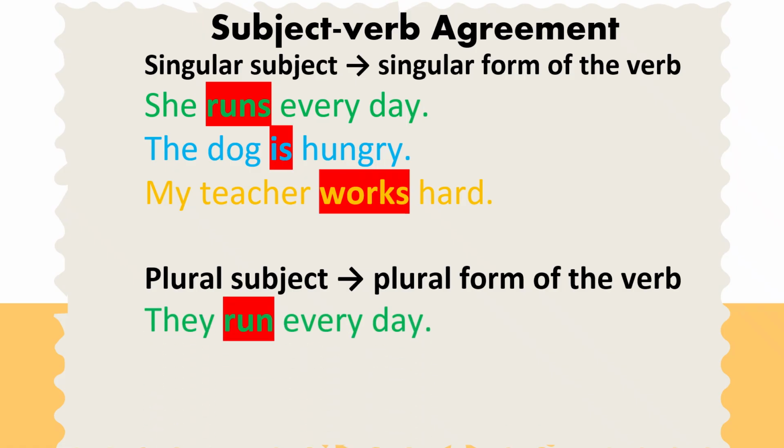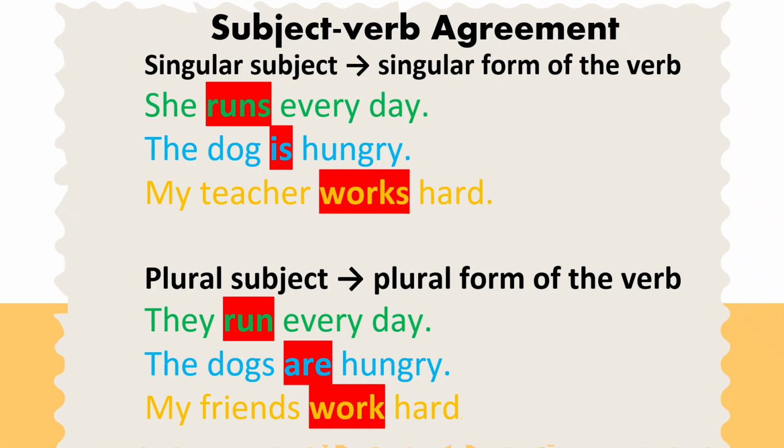Let's see one example. They run every day. They is plural. Run is the verb. So the plural form of the verb is just the base form of the verb. Just the base verb. We don't need to change anything. The dogs are hungry. The dogs is the subject. Here, the dogs is plural. And the be here is the verb. And we should use the plural form of the verb, which is are in present tense.